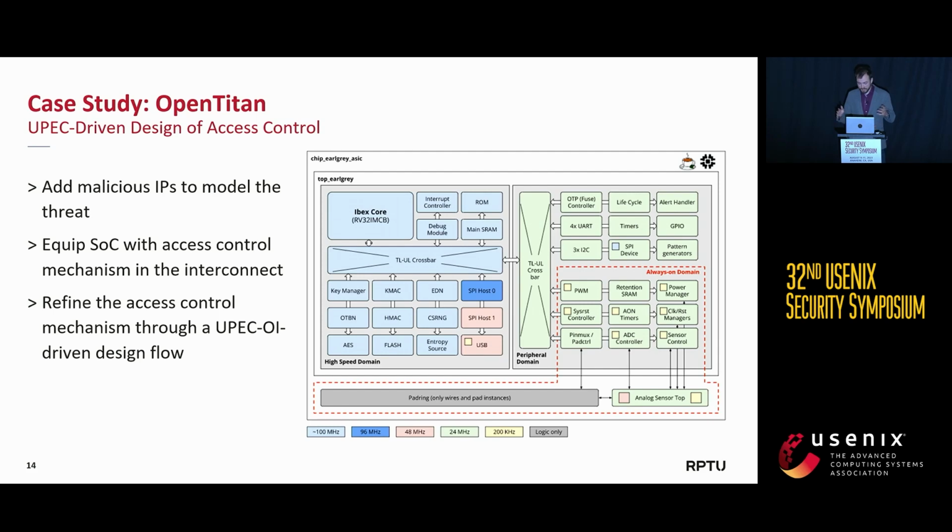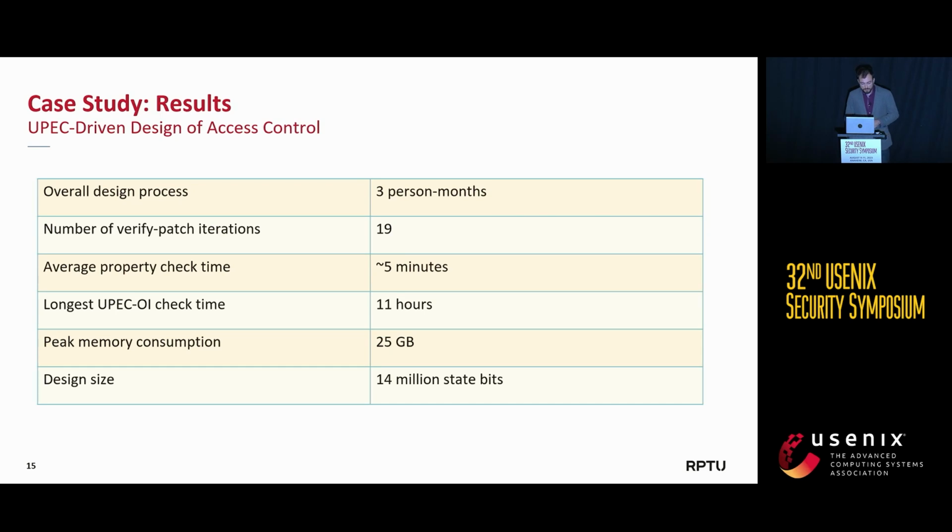And the results are more detailed in the paper, but here's a short summary. Based on our design, we had to iterate through this process 19 times. However, an average property check time throughout this whole process would be around 5 minutes before we would get a counterexample and say, you have a leakage here or there. Once we've gotten rid of all the bugs and ran UPEC-OI for one last time, the longest time it took for it to fully verify the integrity is 11 hours.